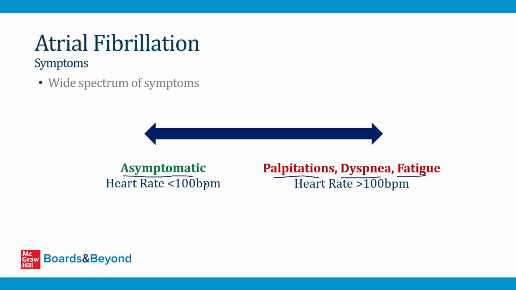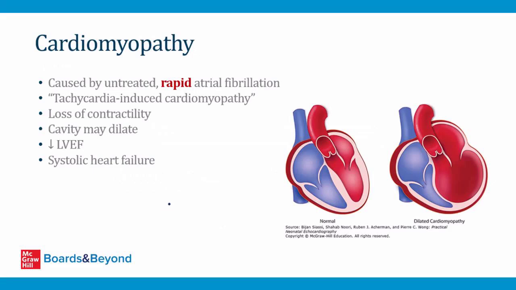Other patients have severe symptoms like palpitations, dyspnea, and fatigue. In general, the patients who are asymptomatic often have slower AFib with a heart rate less than 100. The slower the heart rate in AFib, the less likely the symptoms are to be severe. On the other hand, patients with these more severe symptoms usually have heart rates that are very fast, over 100, sometimes even over 150.